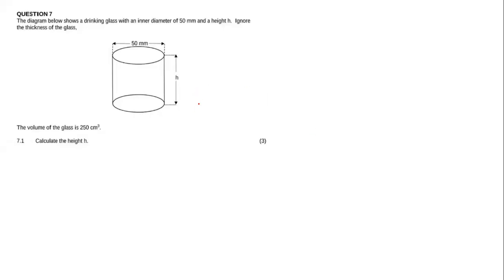So now let us move to question number 7. It reads as follows: measurements. The diagram below shows a drinking glass with an inner diameter of 50 millimeters and a height of h. Ignore the thickness of the glass. The volume of the glass is given to be 250 cubic centimeters. Calculate the height of the glass for only 3 marks.